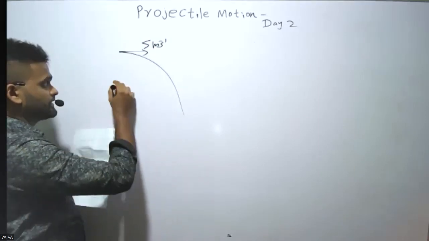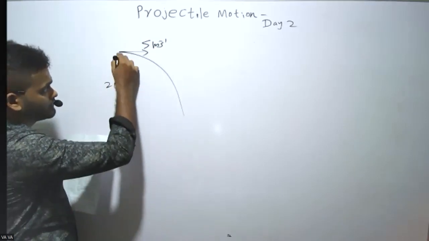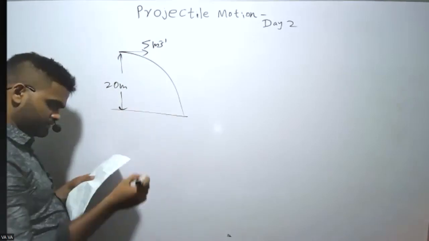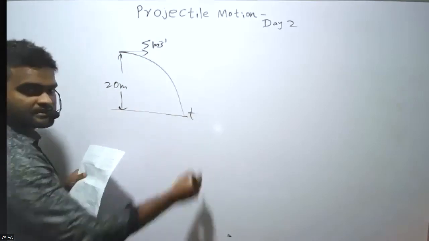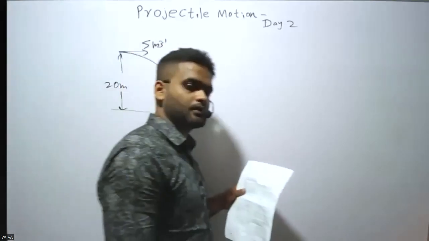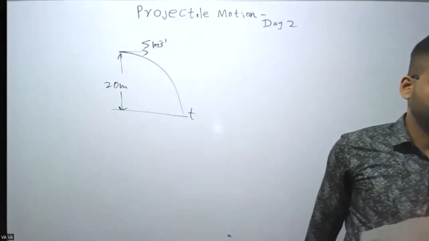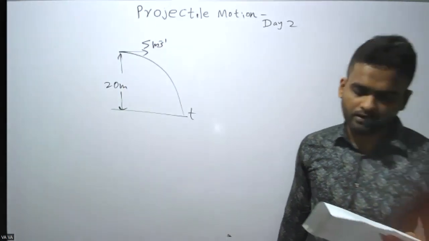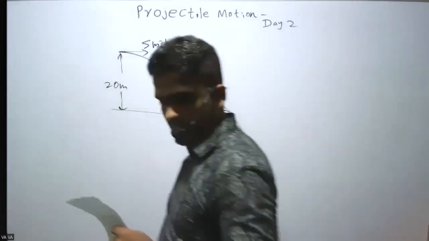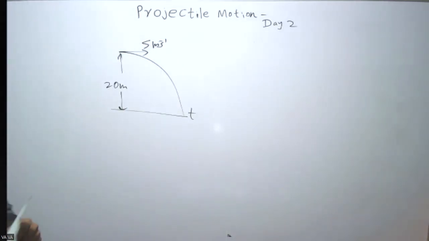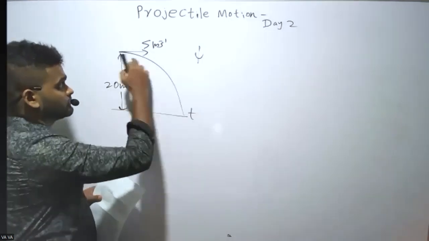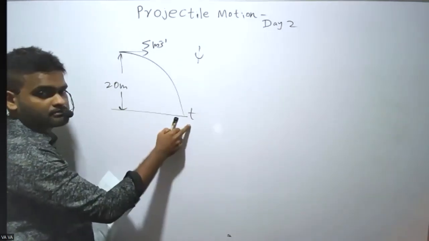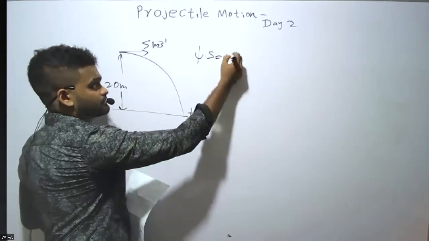So the building height is 20 meters. What they ask is the time required for it to reach the ground. I think the answer should be 5. What you have to do is just apply this equation vertically. Then you can find the time.